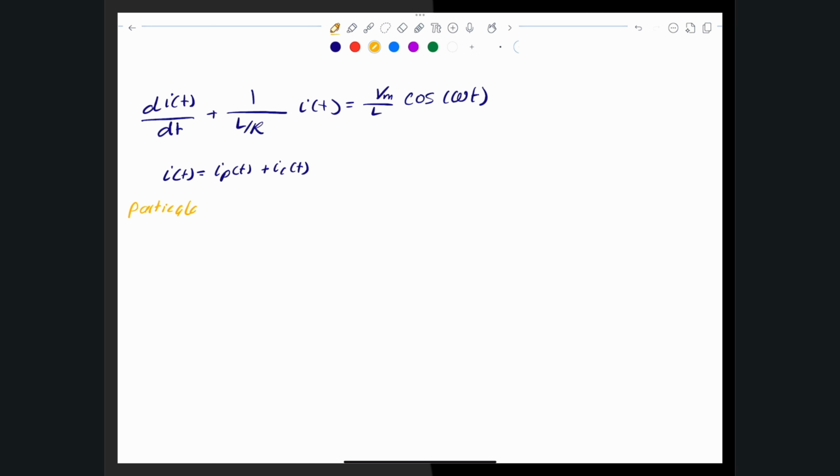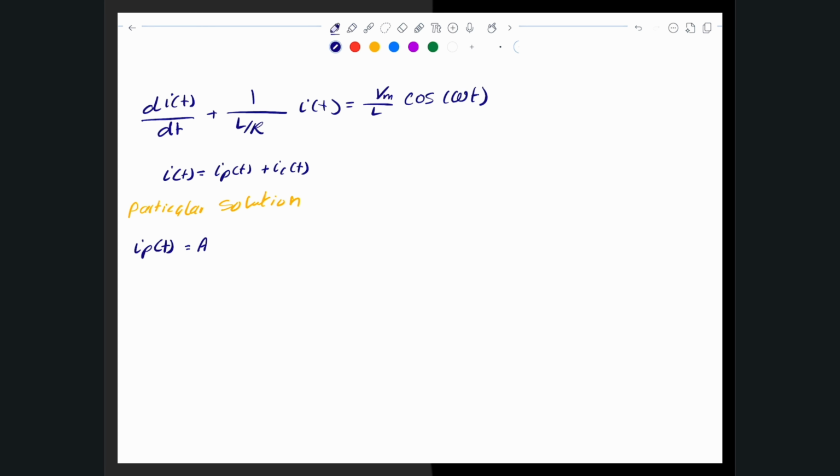So what is the particular solution? The particular solution is just I of t, I_P of t. And as it turns out, if you review the math, it tells you that with trials, you can assume that this particular solution is of the same format as the forcing function. So it's sinusoidal as well.